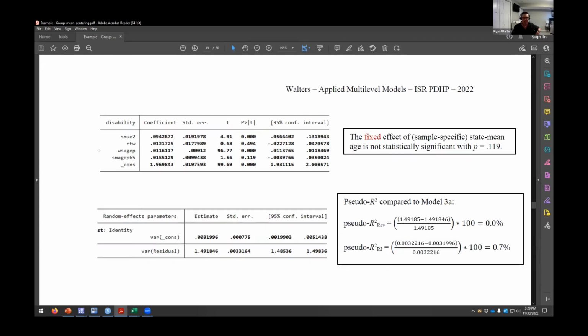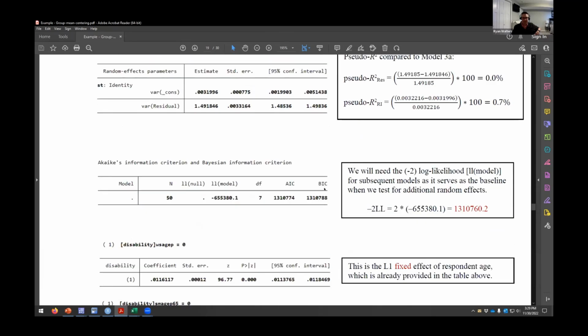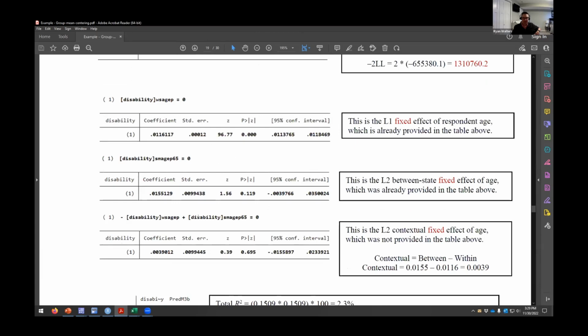This state mean age effect explains 0 residual variance. Again, it should explain 0 because it's a level 2 thing, not a level 1 thing, and it explained 0.7%, about 1% of random intercept variance. The contextual effect is given here, which is 0.0039. This contextual effect, again, after controlling for a person's age, living in a state in which people are 1 year older is associated with 0.0039 points higher disability. Okay. This effect, this Z, this p-value are identical to what we had seen for grand mean center.